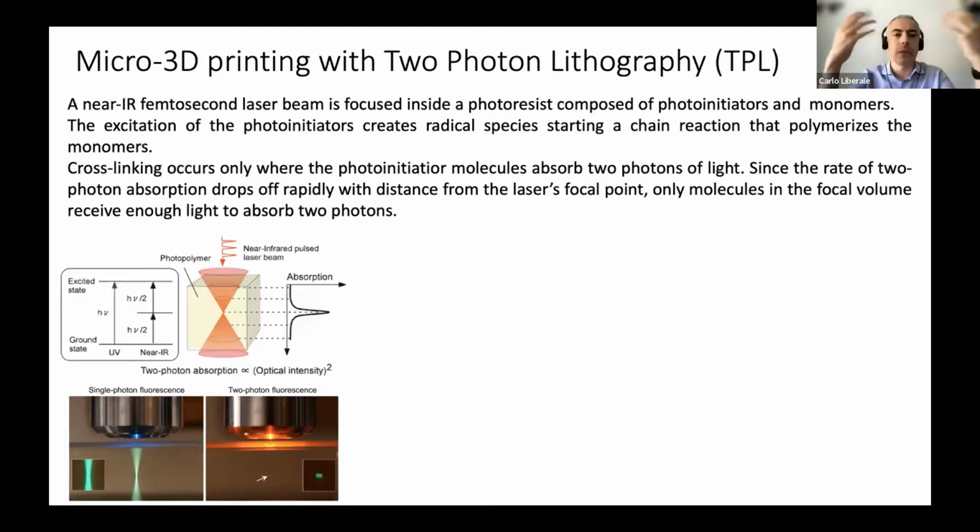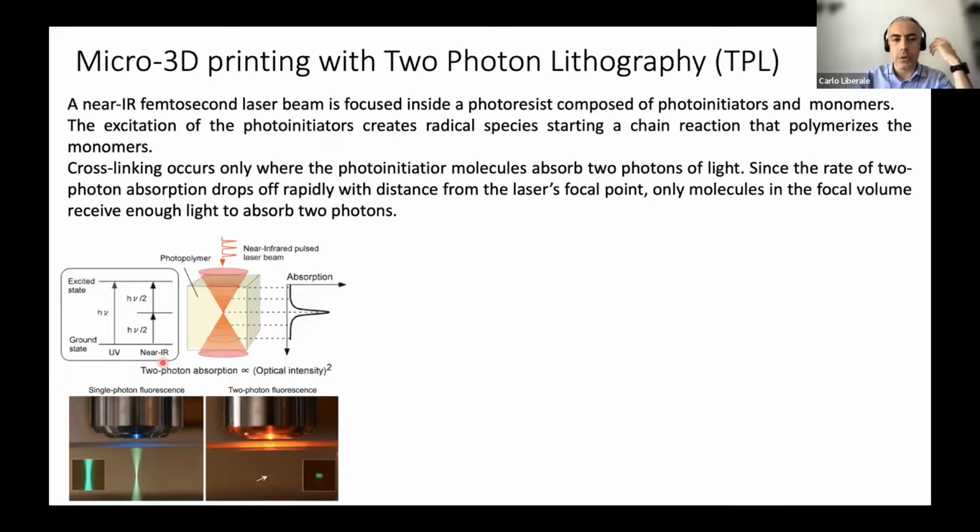The novelty of the technique that we exploit is that instead of using UV light, which excites the photoinitiator, we use a near-infrared femtosecond laser, not as powerful as the one needed to change the local property of glass, but still high enough to allow an excitation of the photoinitiator from the ground state to the excited state, which normally would happen with a single photon in the UV. In our case, this happens with excitation of two photons in the near IR.